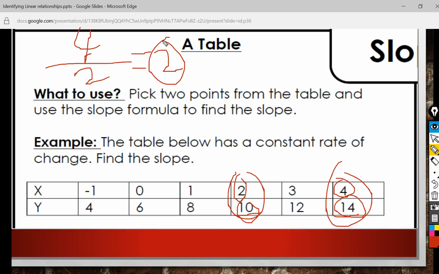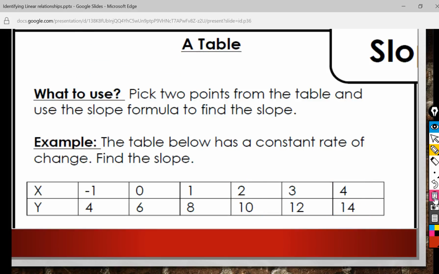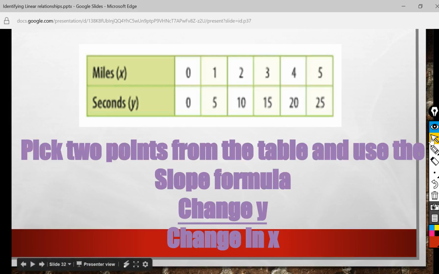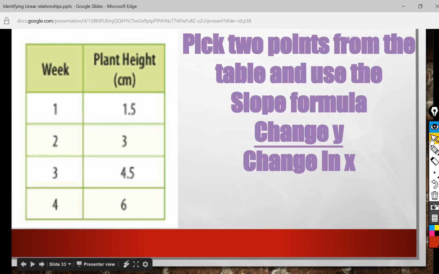So that's yet another form that they might ask you to find slope from, in the form of a table. And this is just an example problem. If you'd like to work this, just go ahead and pause it. And here's another one. And the instructions are here in case you forgot what I said just 1 minute ago.